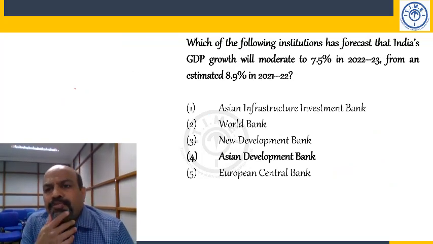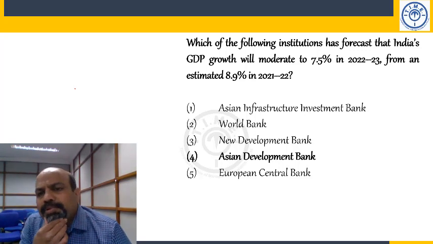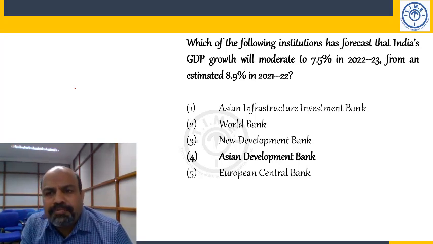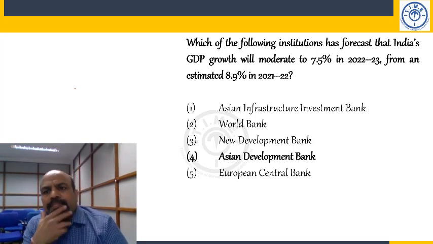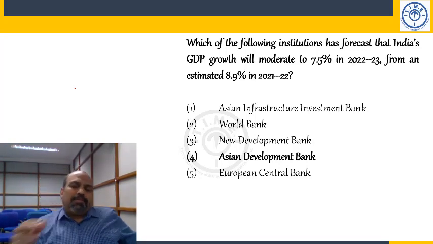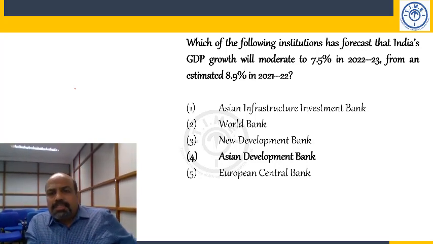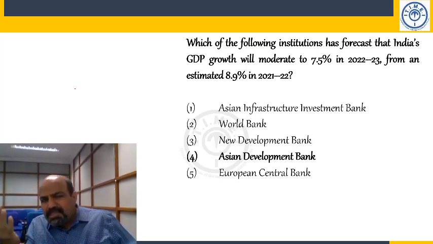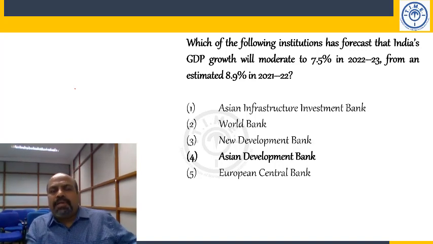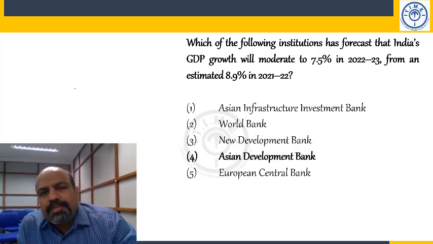Which of the following institutions has forecast that India's GDP growth will moderate to 7.5% in this current financial year from an estimated 8.9% earlier? The answer is Asian Development Bank. I think we discussed this in the recent class also. We'll not discuss this. The precise things that we discussed in our discussion on the first question, same thing.